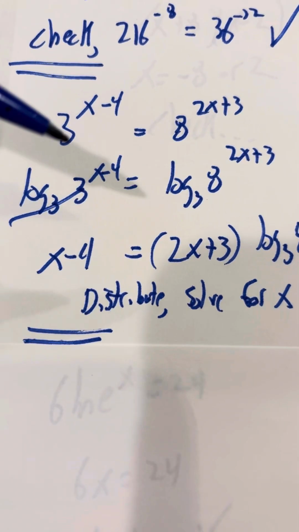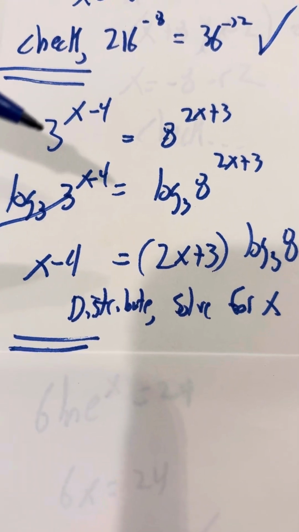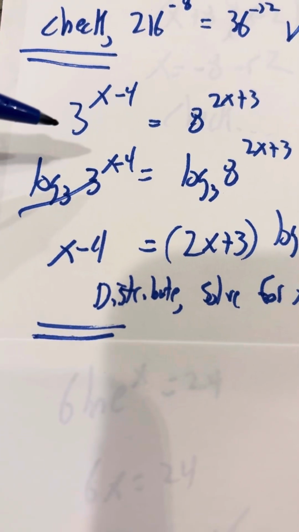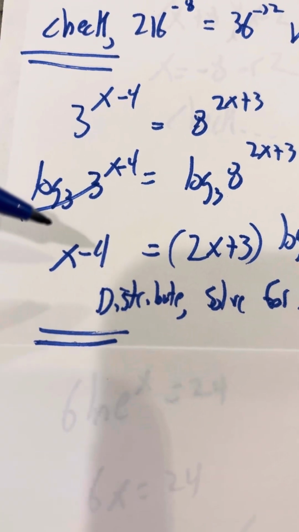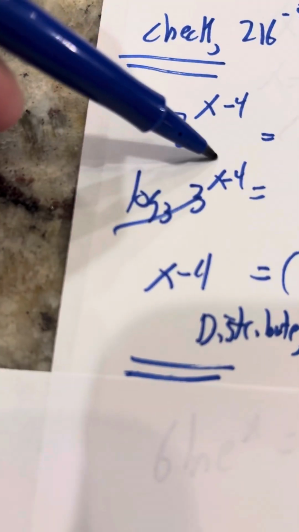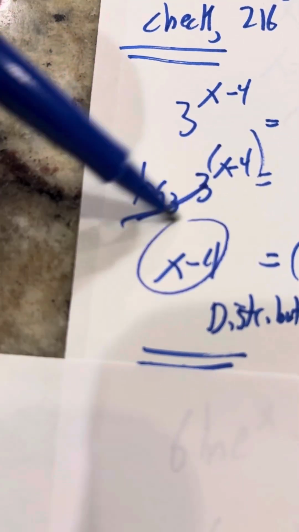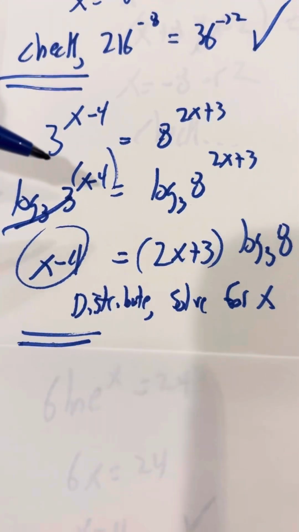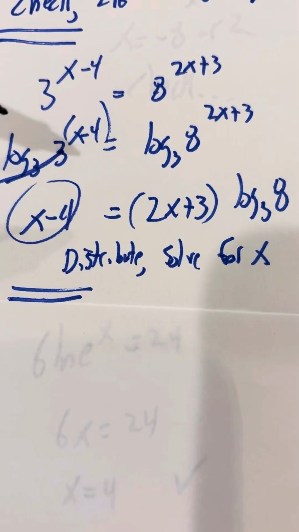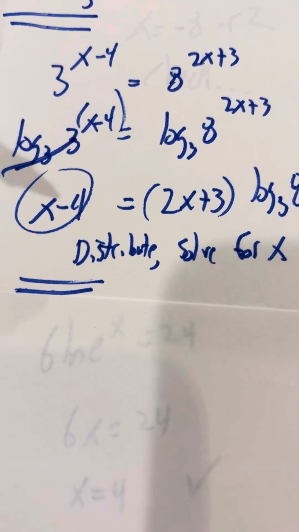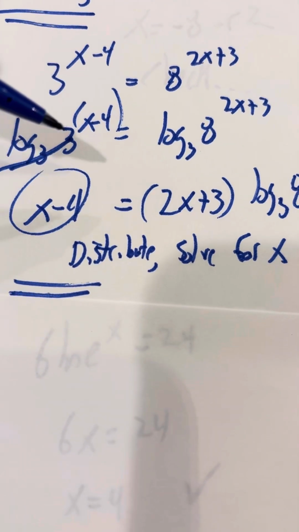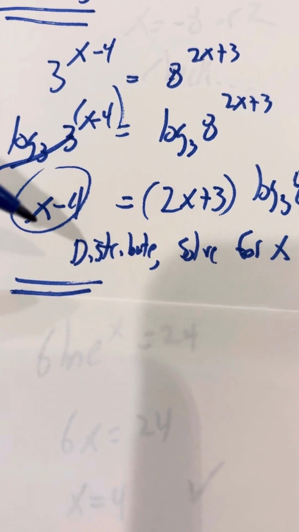And you have a couple choices, and I chose to do the log base 3. If we do the log base 3 of both sides, well, the log base 3 of 3 to this exponential just cancels, just leaving x minus 4. Just like if you had a square root equation, you would square both sides because the square is the inverse of a square root. The log base 3 is the inverse of an exponential base 3, so those cancel.